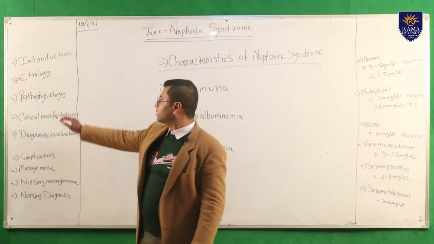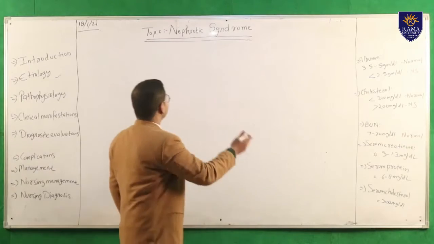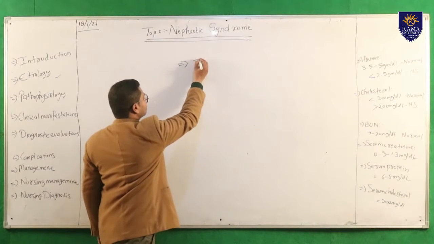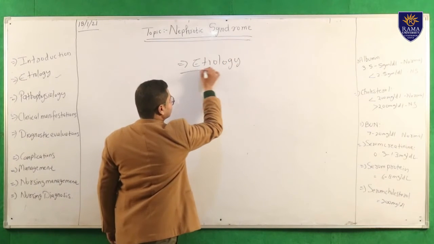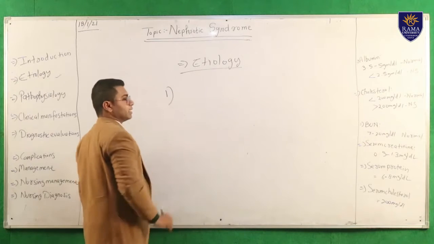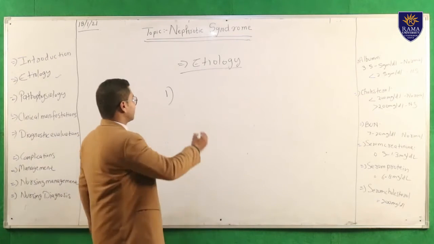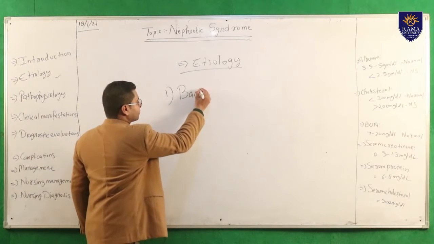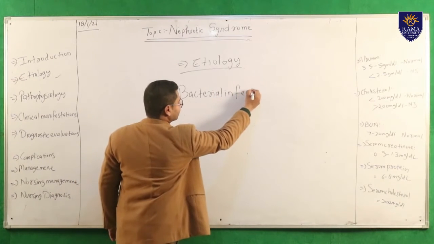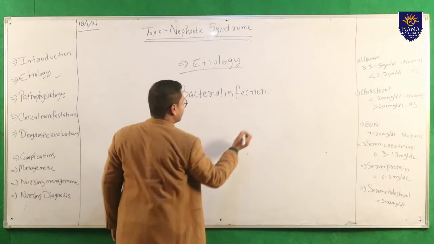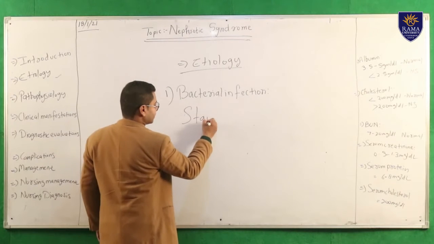So these are the characteristics of nephrotic syndrome. Next we will see the etiology. What can be the etiology for nephrotic syndrome? The first etiology is bacterial infection, mainly staphylococcus infection.